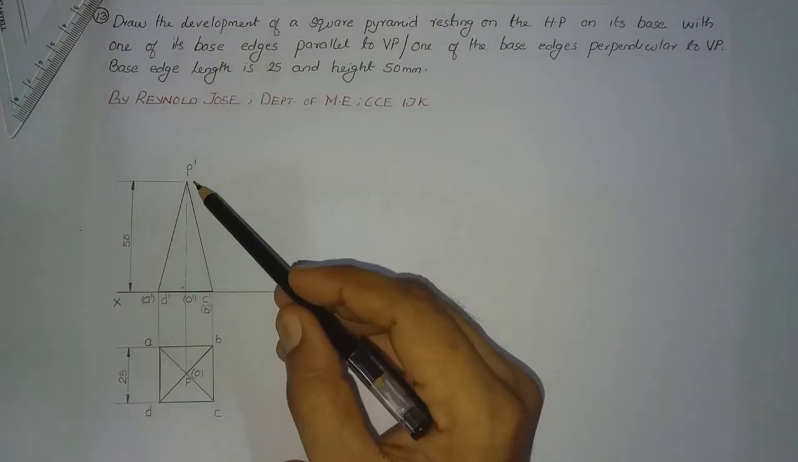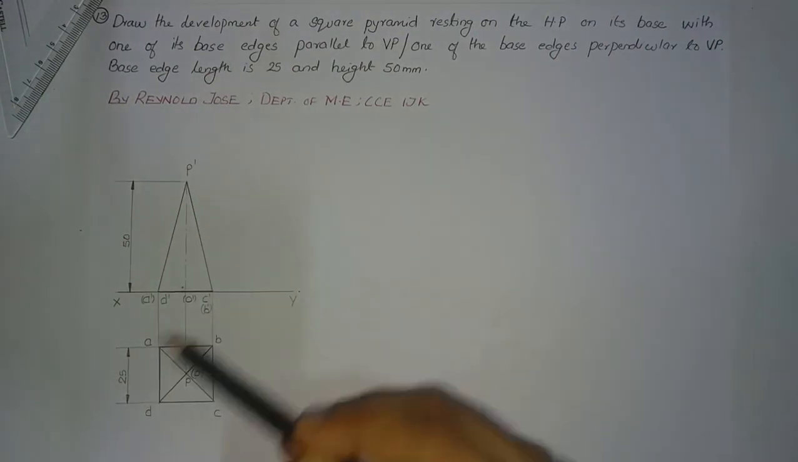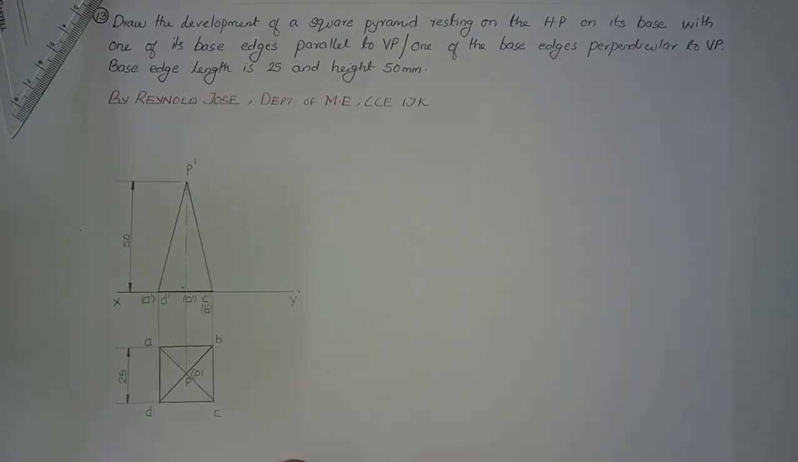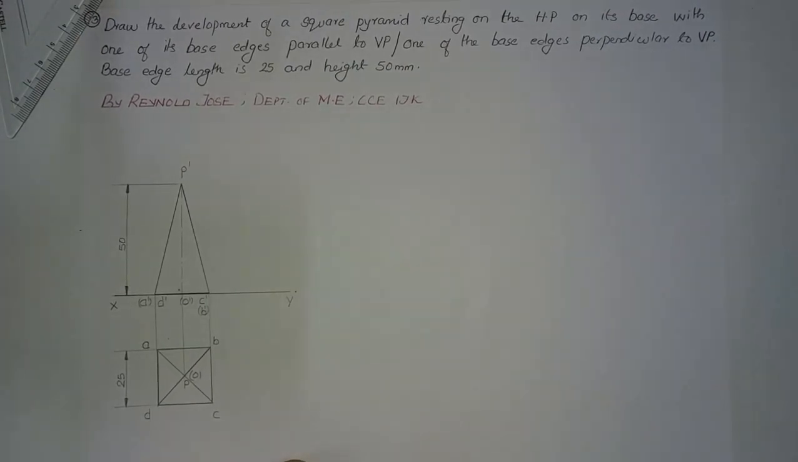If you consider the front view, P dash A dash, P dash D dash, P dash C dash and P dash B dash are also slanting edges, but we don't have the true length. If you notice the top view of each of these slanting edges, they are inclined to the XY line, so they won't have their true length in the front view either. So the first step to draw the development of this square pyramid is obtaining the true length of a slanting edge. What is the procedure for it?